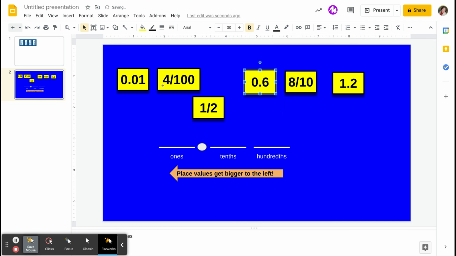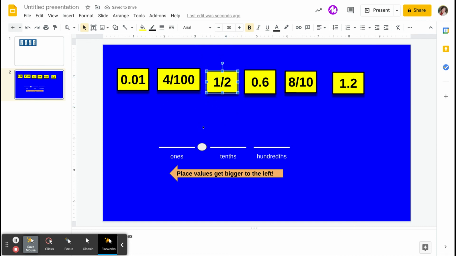Now I need to think about 4 hundredths and 1/2. Well, how many hundredths would I have to have if I had half of them? I'd need 50 hundredths. I hope that's what you were thinking. 50 hundredths. So 50 hundredths would definitely be bigger than 4 hundredths. So 1/2 is bigger than 4 hundredths.